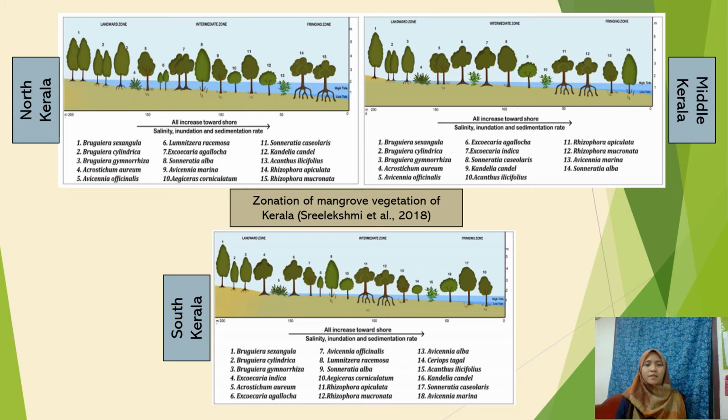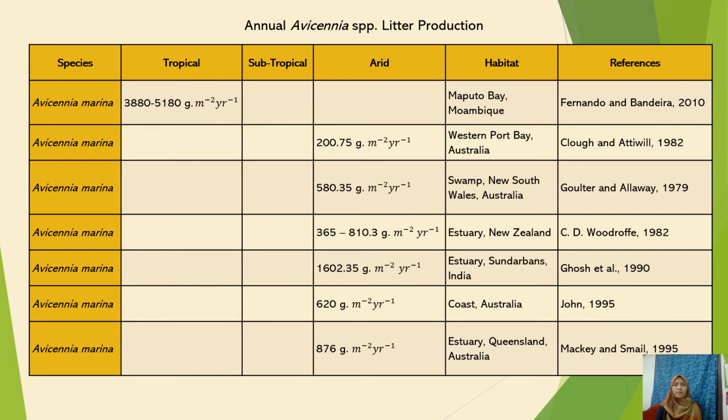This is the zonation of mangrove vegetation of Kerala that I got from Sri Lakshi et al., 2018. There are zonations at North Kerala, Middle Kerala, and South Kerala. This is the annual Abyssinia spp litter production that I got from other papers. It consists of tropical, subtropical, and arid.